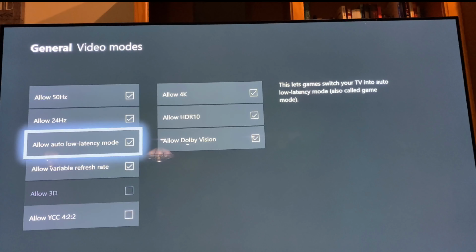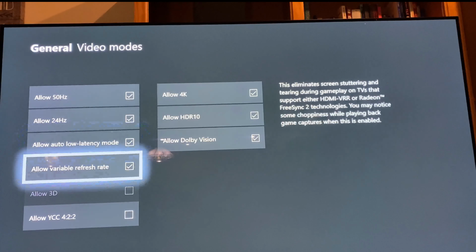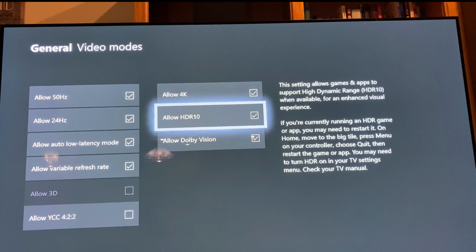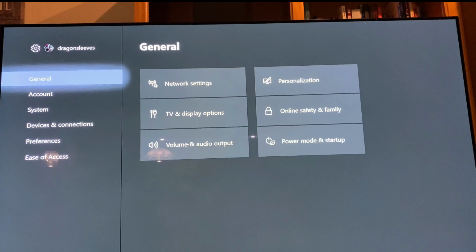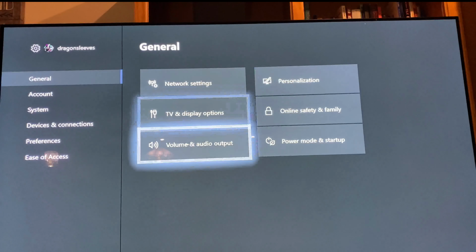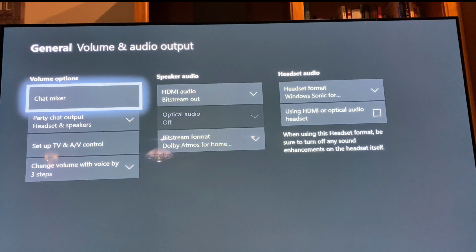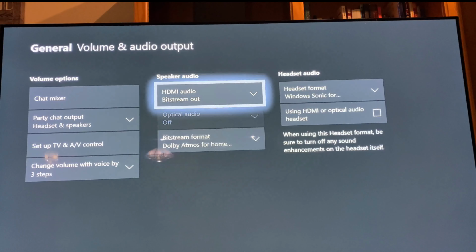So the true way to run low latency mode would be to bypass your 4K receiver, unless you have 8K. But if you don't have an 8K receiver, you have to bypass your receiver to your display, so that way you can turn on the low latency mode.